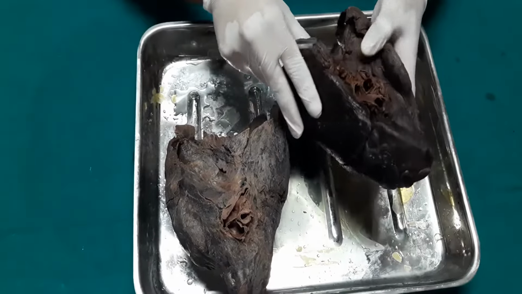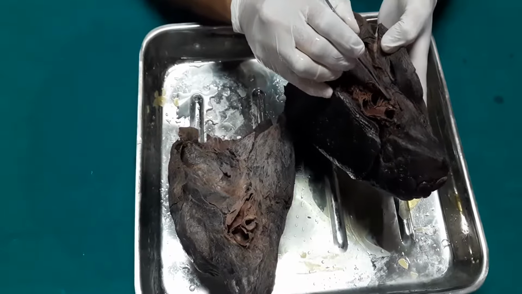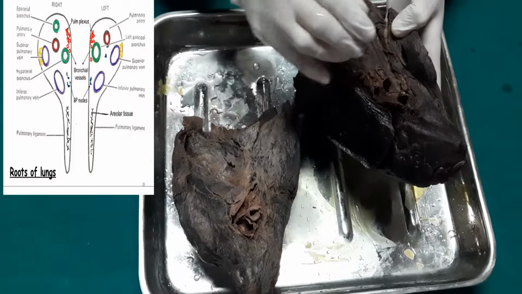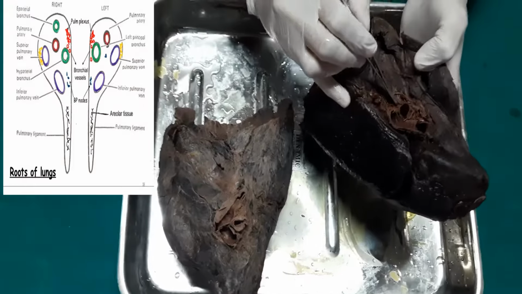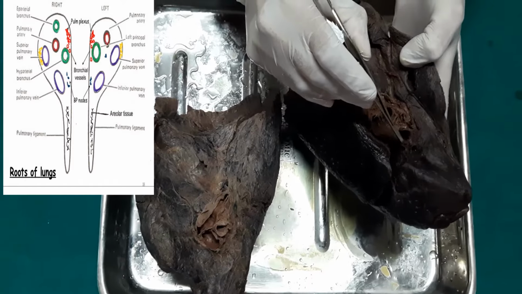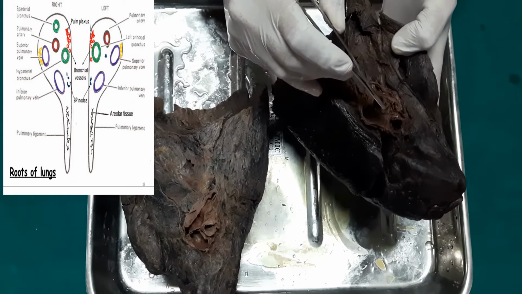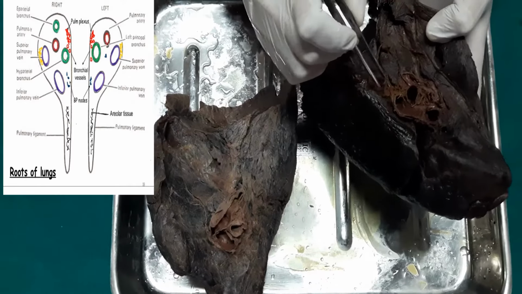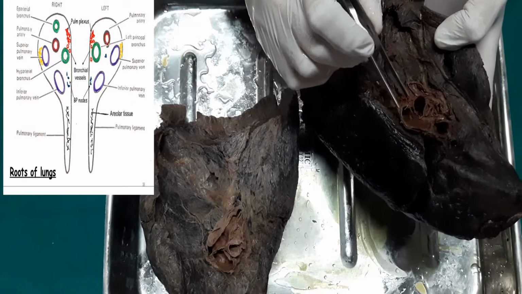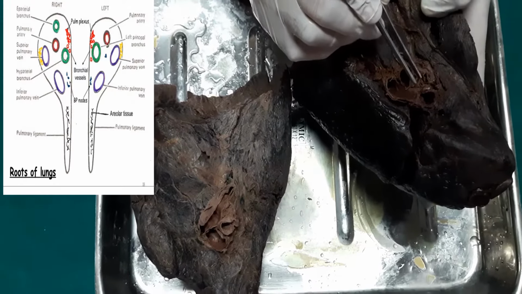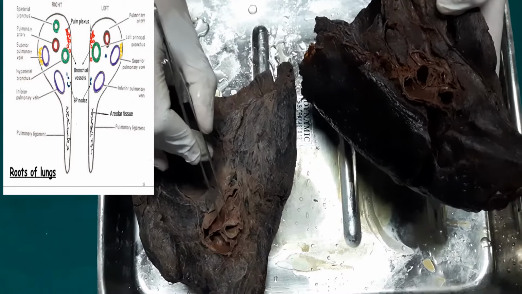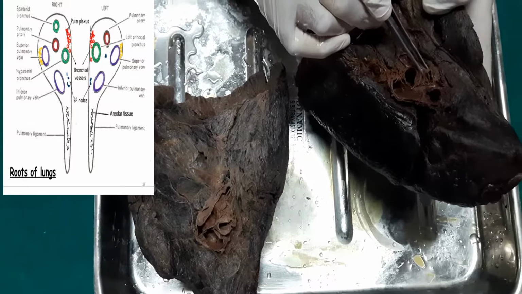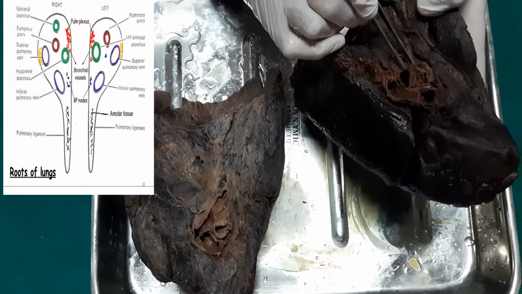Now coming to the root of the lung. The root of the lung is the broad pedicle which joins the lung with the mediastinum. It mainly consists of the following contents: a bronchus, the pulmonary artery, and the two pulmonary veins, superior and inferior. You can see the bronchial arteries, one bronchial artery on the right side, whereas two bronchial arteries on the left side. Then the lymphatic vessels, lymph nodes, areolar tissue, and fat.